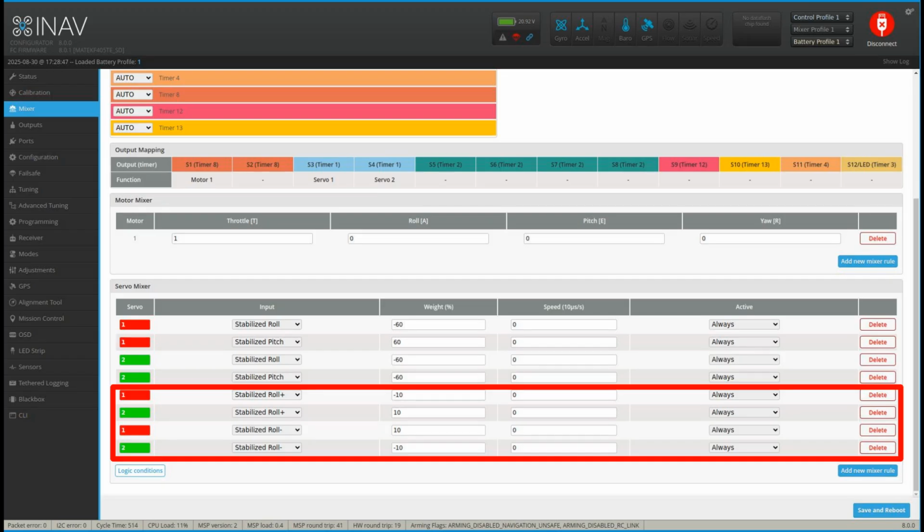So, in addition to the existing mixer rules, I added 4 new ones. They are highlighted in the red frame. These new rules add 10% differential. That means the upward moving elevon has 70% throw, while the downward moving elevon has 50% throw. 10% differential is considered to be relatively mild settings. And if differential is required, then it is actually suggested to start testing with not more than 10%.